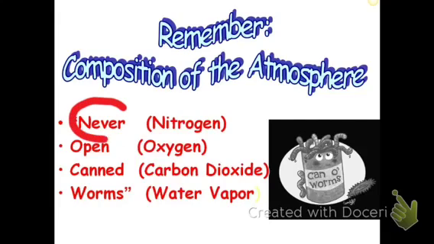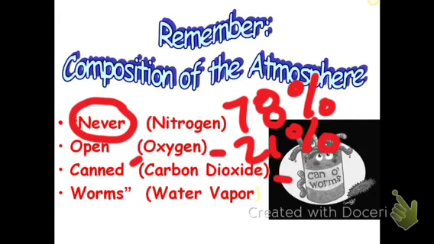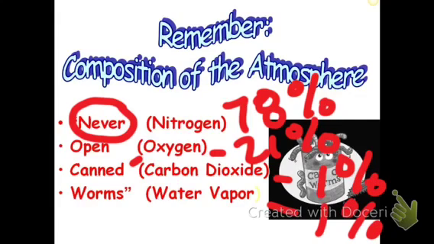So if we look at Never, that stands for nitrogen, which is 78%. The first one we say is the most. Open stands for oxygen, again, that's 21%. Canned is carbon dioxide, less than 1%. Worms, water vapor, again, less than 1%. And then there are some other trace gases in our atmosphere. So Never Open Canned Worms. It is in order from the most abundant to the least abundant.